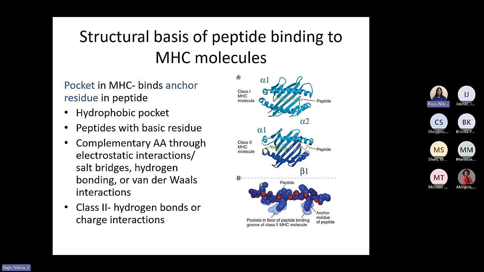Right, talking about the peptide binding to the MHC molecules. We talked about how the amino acids in that pocket or the peptide cleft are important. These pockets are hydrophobic, and the peptides that bind to these regions have basic residues, which means there are certain types of interactions between the amino acids in the peptide and the pocket of the MHC that have to occur so that the peptide binds to the cleft.